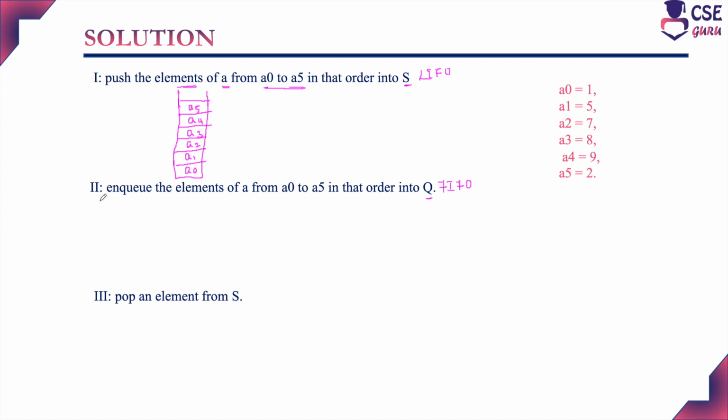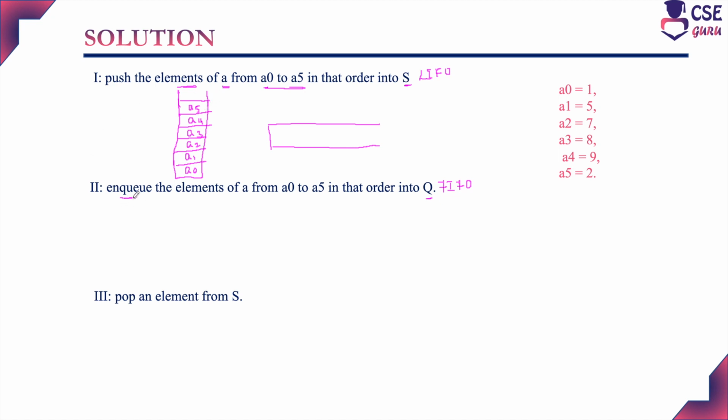Now the second operation, NQ. The operations of the Q data structure are NQ, which is inserting an element into the queue, and DQ, which is deleting an element from the queue. Similarly, the stack operations are push and pop. Push is inserting an element into the stack, and pop is deleting an element from the stack. These are the basic things we already know. At the end of the first operation, the Q data structure will be empty. Only the stack has the elements A0 to A5.